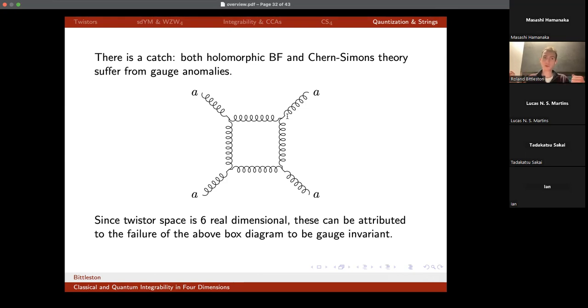So even something as simple as holomorphic BF theory has an anomaly which comes from this diagram. These diagrams are essentially the same in both holomorphic BF theory and holomorphic Chern-Simons theory. The only difference is a symmetry factor because the BF propagator is directed.